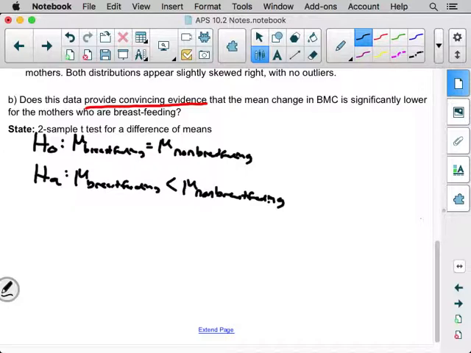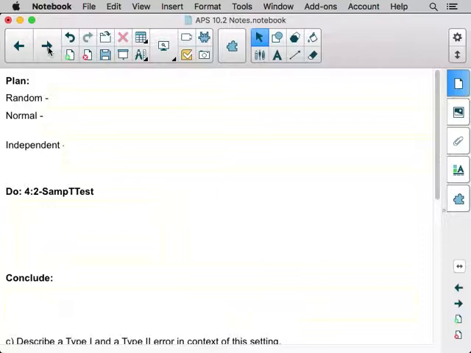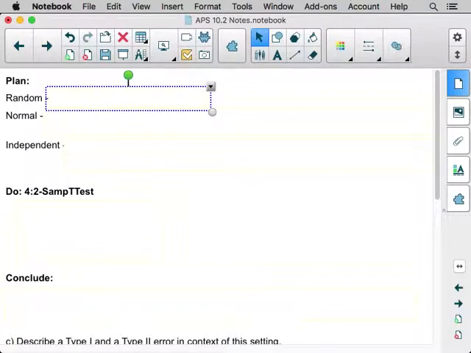All right, now I'm ready to move on. All right, plan step. Did they mention randomness? I think so too. I hope so. If they didn't, we're in trouble, guys. Random samples. Love it.